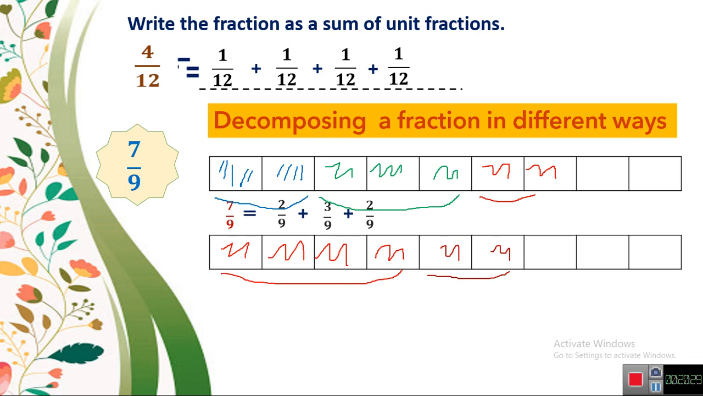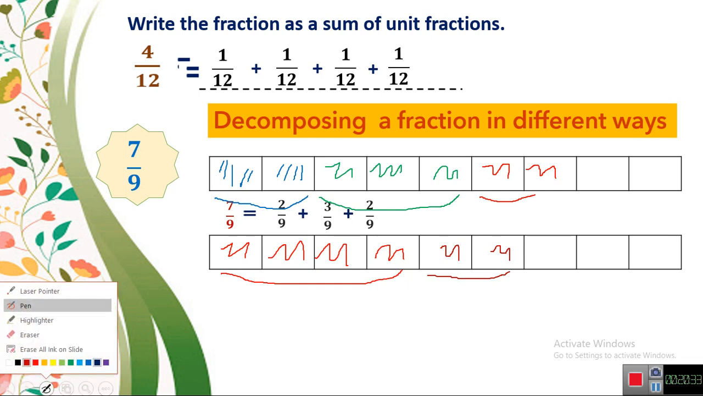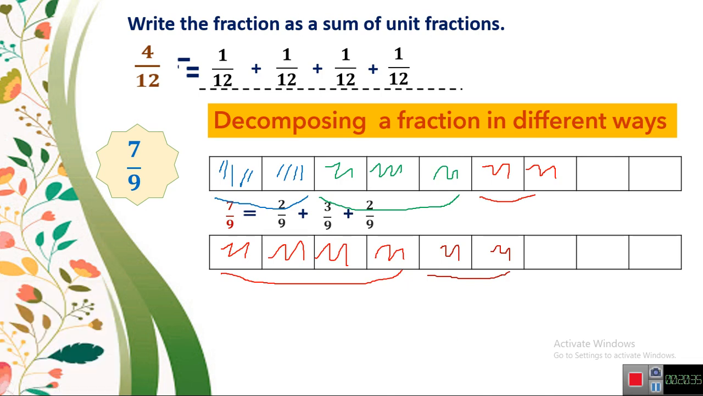Now I still have one more part. Let me take another color. Let me choose purple this time, and I shade this one part. So here in this case my addend will be 1 ninth. Now let's see how we can write the equation for the same. 7 ninths equals 4 ninths plus 2 ninths plus 1 ninth.